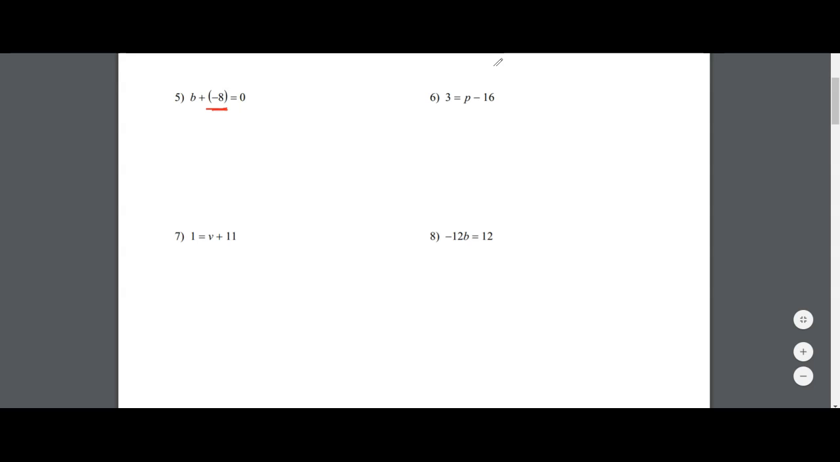This equation is really the same as b minus 8 is equal to 0. They mean the exact same thing. And if it helps you to rewrite it like this, go ahead and do that. But you also need to understand that you could see an equation like this and you need to know what to do. So again, either way, we're going to be adding 8 to both sides.